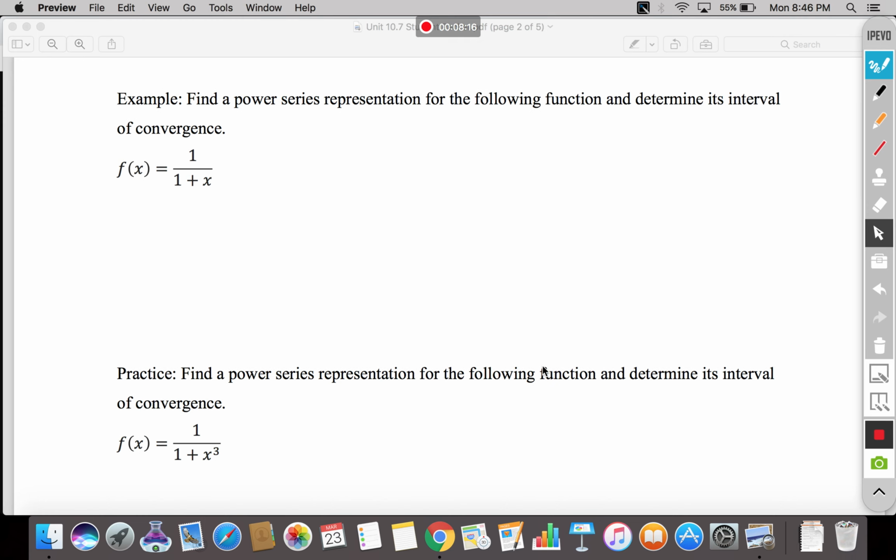All right. Let's play around with this idea for a little bit before we dive into what Taylor series are. Let's find a power series representation for the following function and determine its interval of convergence. Let's do that first.